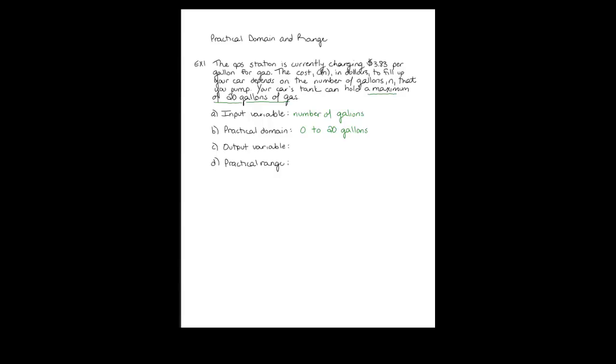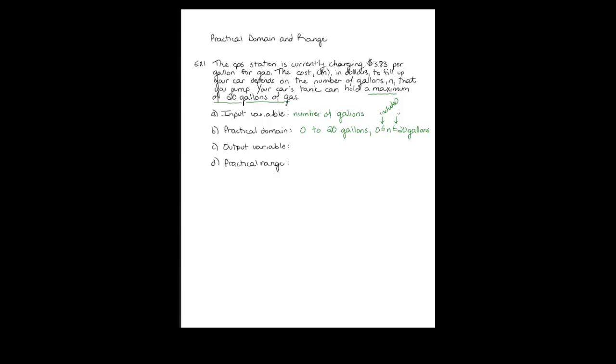So the input variable n can be anywhere from 0 to 20 gallons. So I'm going to write this as an inequality here. 0 is less than or equal to n is less than or equal to 20 gallons. Now this is something that does require a little bit of thought here. When I wrote these inequalities, I wrote less than or equal to. So what this indicates is that the input variable can include 0.